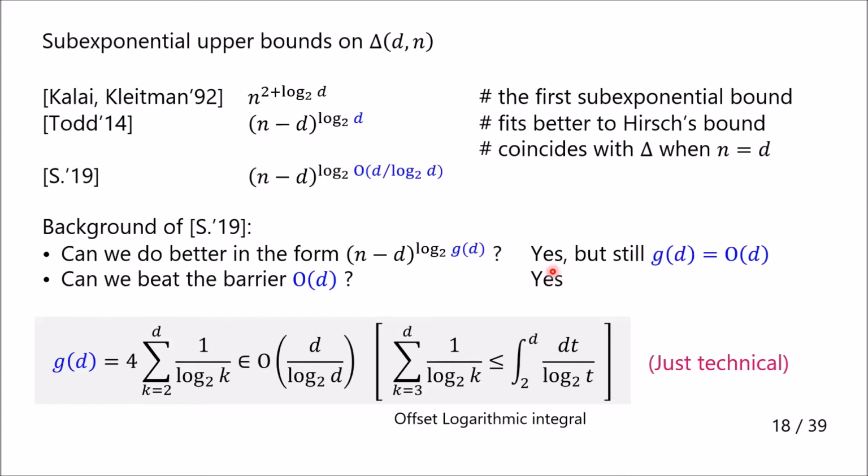We see that it is possible by starting the proof by induction on dimension d, which might be a common technique. So the answer to this question is yes, but this time g of d was still of order d, such as d over 4 or d over 8 or something like that. So then my next question was, can we beat the barrier of order d? And then the answer turned out to be true. But the analysis is just technical, using such formulas.